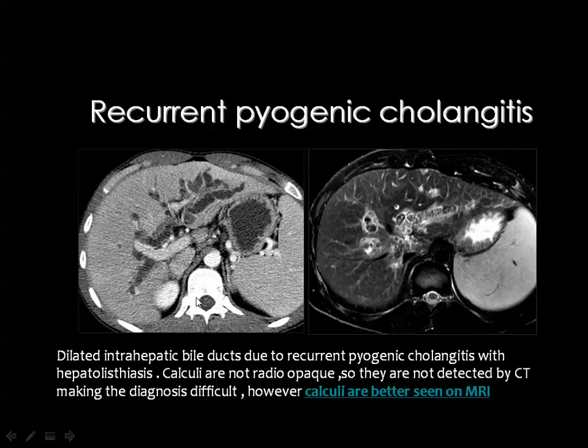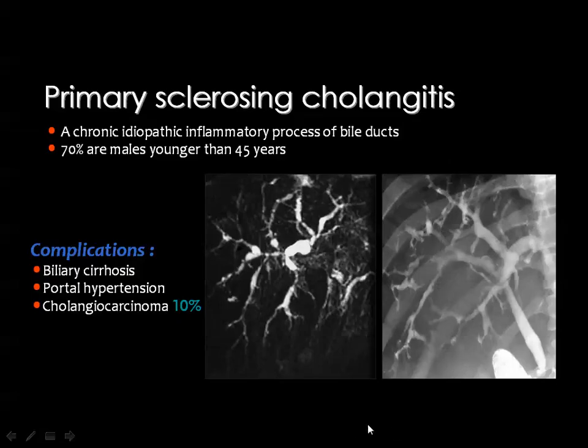Sometimes you cannot see the stones inside the dilated biliary radicals by CT because they are made of cholesterol, and you know cholesterol is of hypodense texture, and the fluid also is hypodense, and they may be difficult to detect. But this is one of the advantages of MRI, to detect the calculi inside the biliary radicals, confirming the diagnosis of pyogenic cholangitis. And if you see, as I have said, multiple biliary strictures and dilatations, you know that you are dealing with cholangitis.